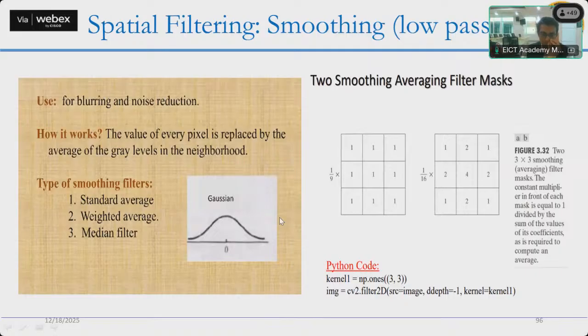Now we will see more mathematics so that we can understand. As we discussed, in spatial filtering we do smoothing. In smoothing we do low pass filtering, which, as we discussed, is a linear filter. It is used for blurring and noise reduction. So how does it work? Here the value of every pixel is replaced by the average of the gray levels. So how does it come into the picture?